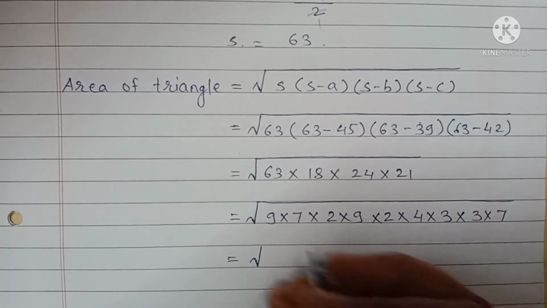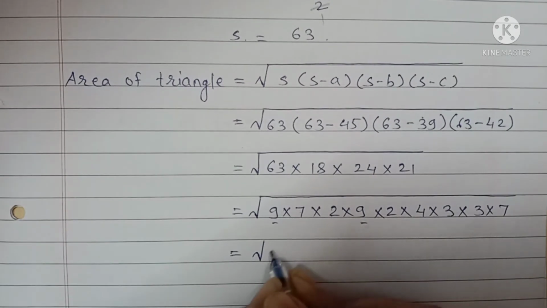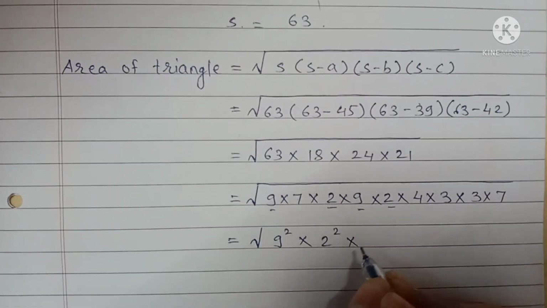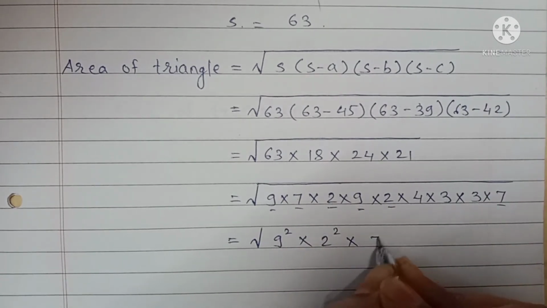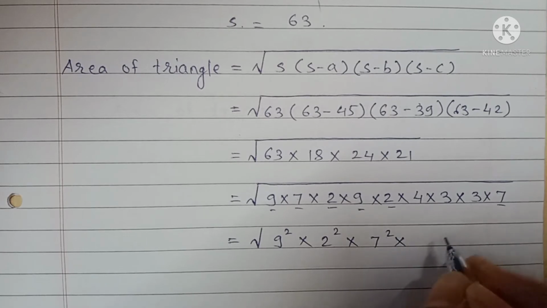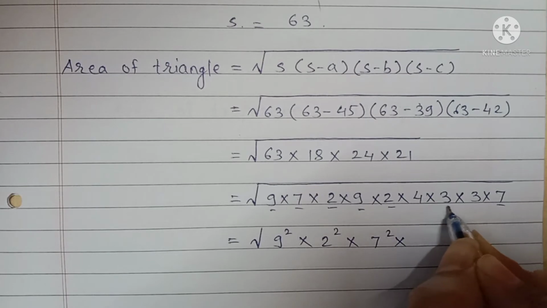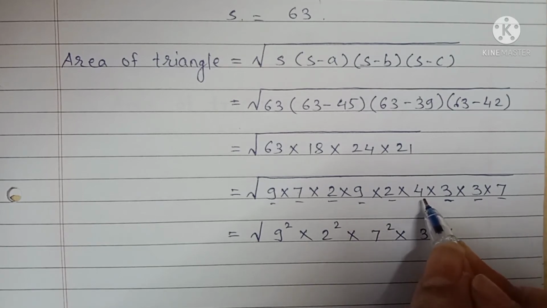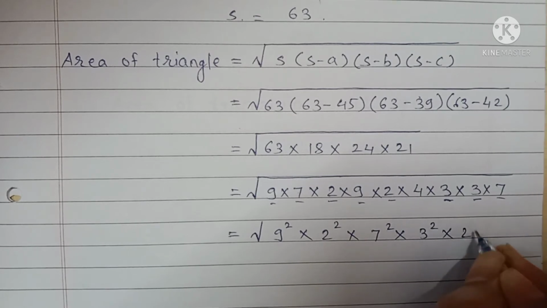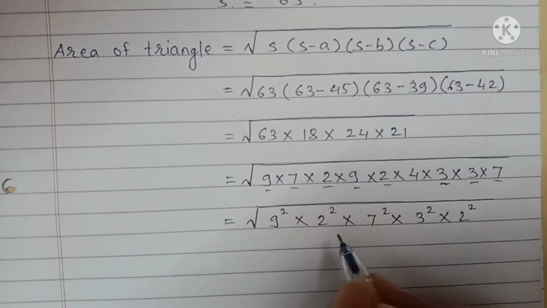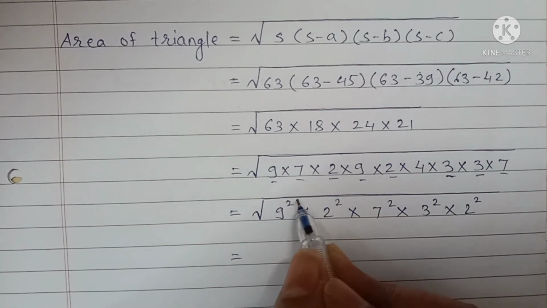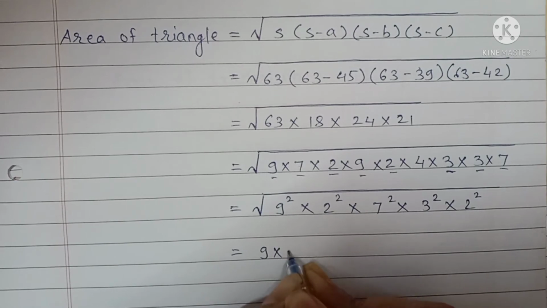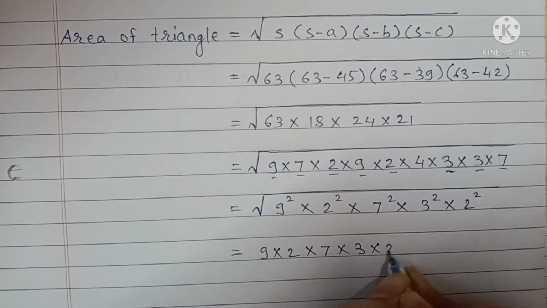9 कितने टाइम्स है? 2 टाइम्स. Here, so I am writing here 9 square. Multiply by 2 kitne times, 1, 2 into 2 square. Multiply by 7 kitne time hai? 2 means 7 square. Multiply by 3 kitne times, 2 times means 3 square. Now 4 is remaining. 4 kiska square hai? 2 का स्क्वायर है. तो मैं क्या करूंगी, फिर से हियर 2 स्क्वायर लिखूंगी. ये स्क्वायर रूट और ये स्क्वायर्स रिमूव हो जाएंगे. मींस व्हाट इज रिमेनिंग, 9 into 2 into 7 into 3 into 2.